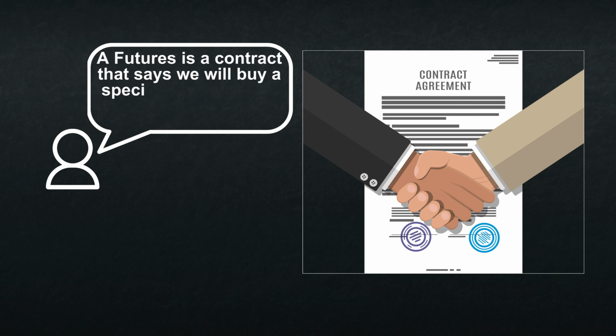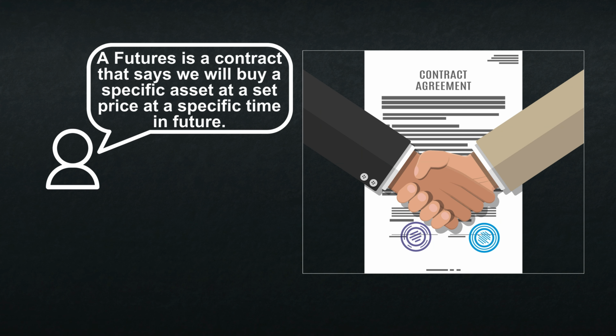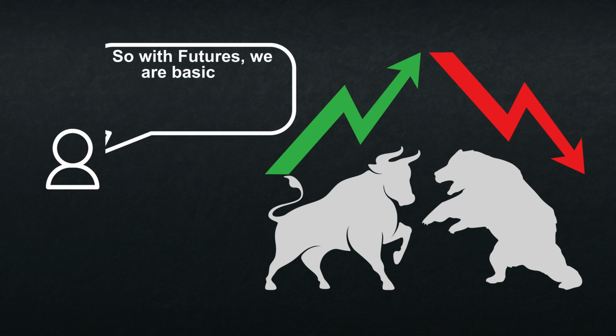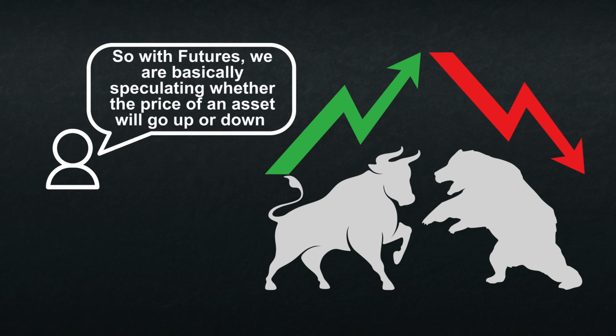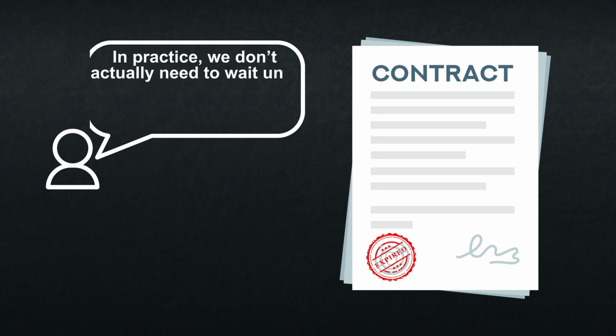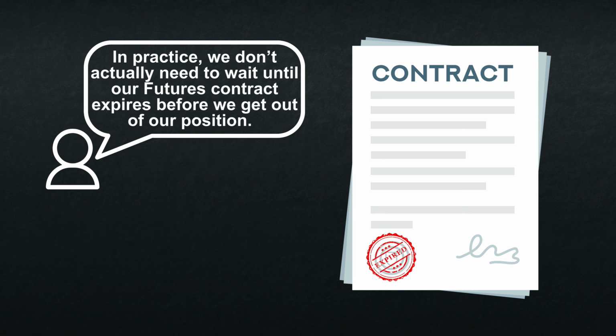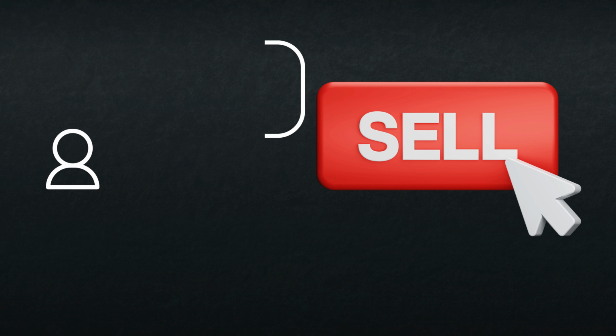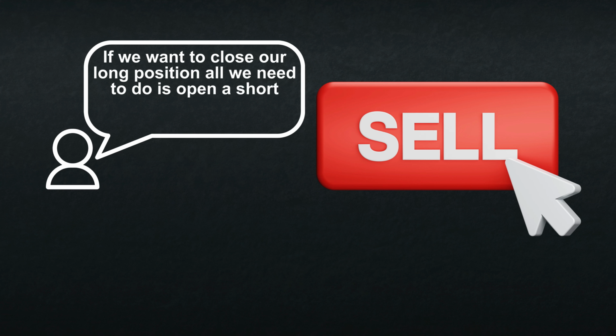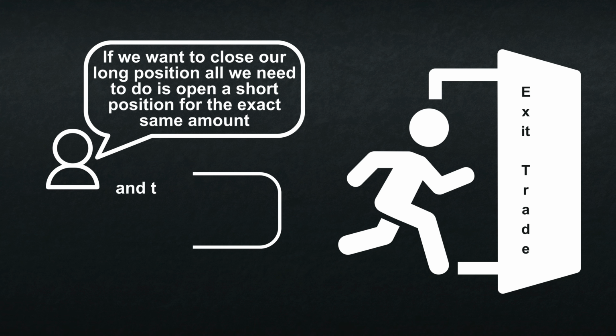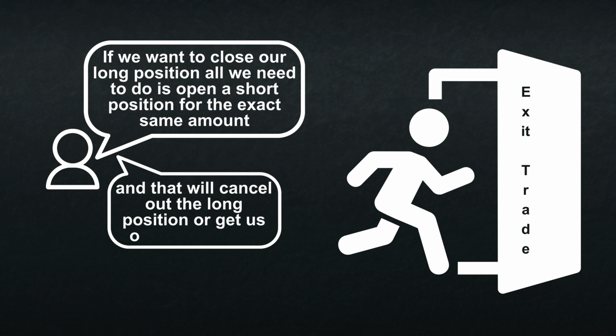Basically, a future is a contract saying that we will buy or sell a specific asset at a set price at a specific time in the future. So with futures trading, we are basically speculating whether the price of an asset will go up or down. In practice, we don't actually need to wait until the futures contract expires to get out of our position. If we want to close our long position, all we need to do is open a short position for the exact same amount, and that will cancel out the long position, or get us out of the trade.